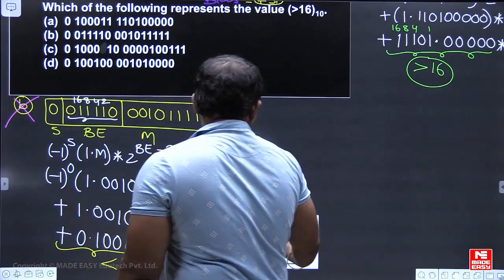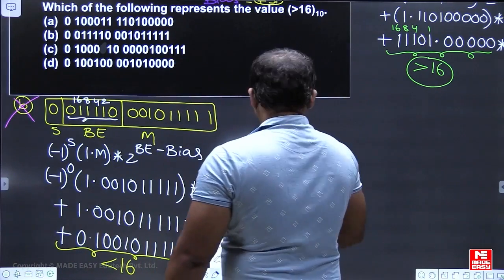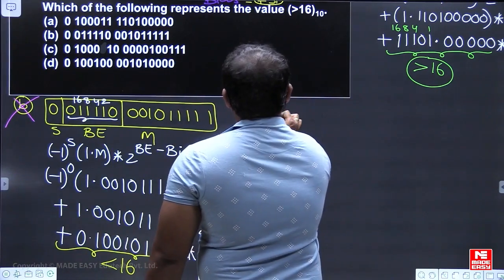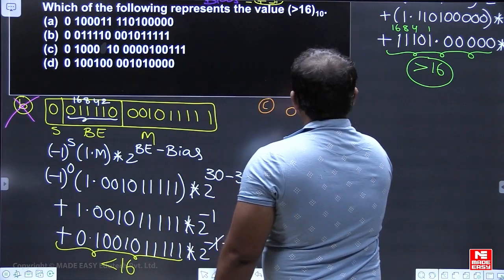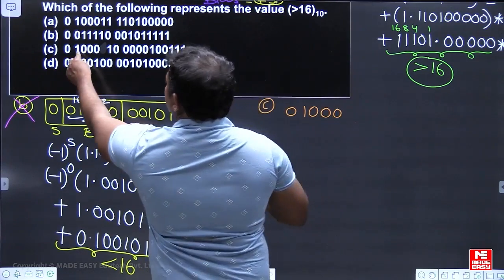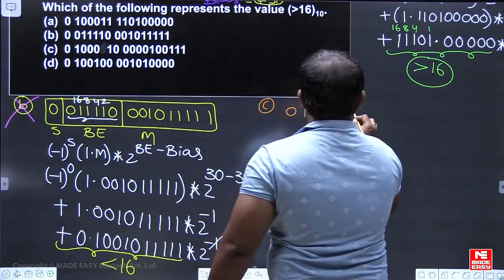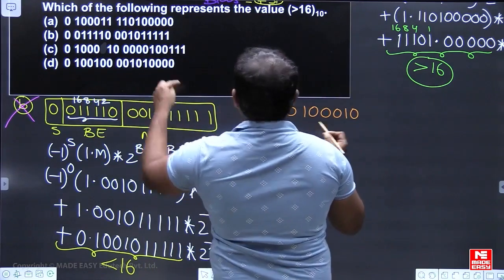Now come to option C. What is given? The given code is 0, 1, 0, 0, 0, 3 zeros, 1 0, 4 zeros.